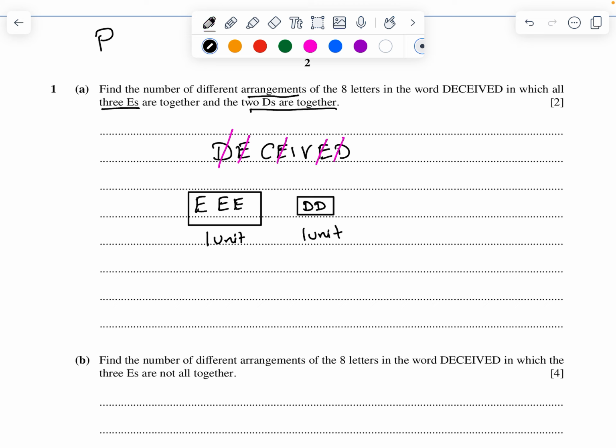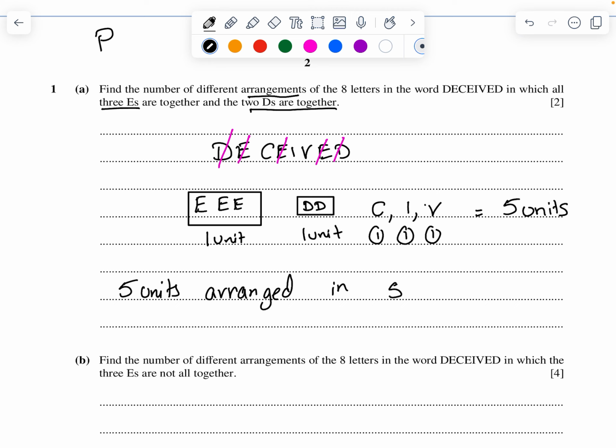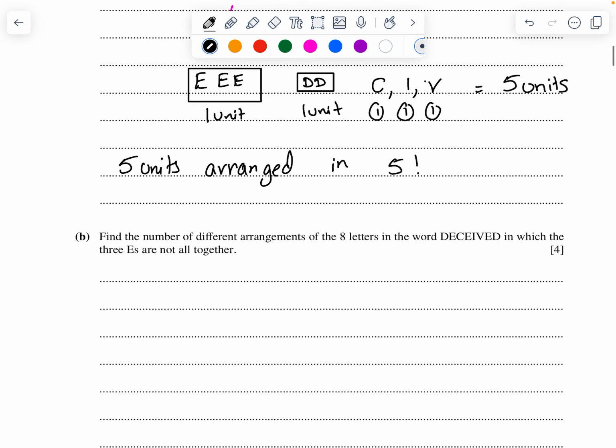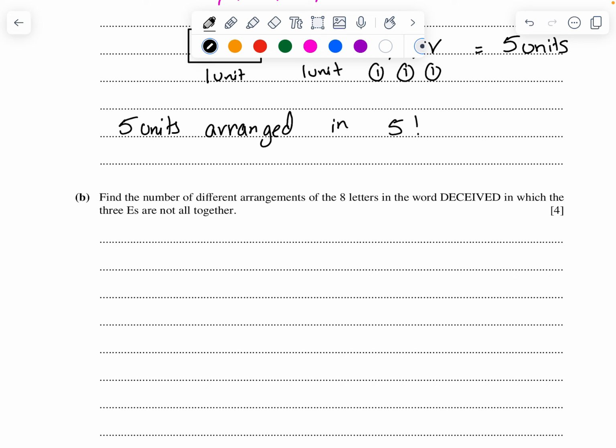So two D's are over and three E's are over. So what am I left over with? C, I, V. So totally how many units? This is one unit, this is one, and this is one. Totally how many units are there? 5 units. These 5 units can be arranged in 5 factorial ways.